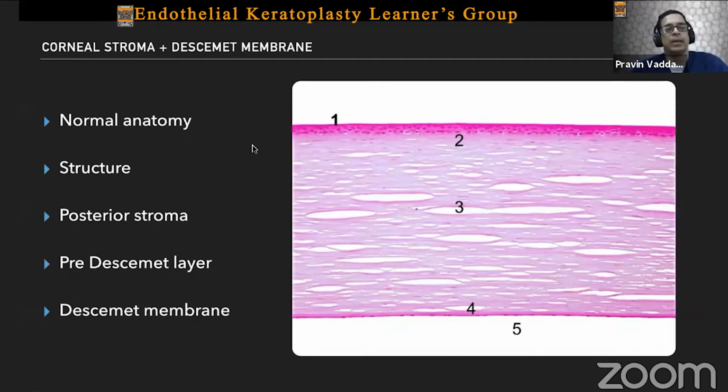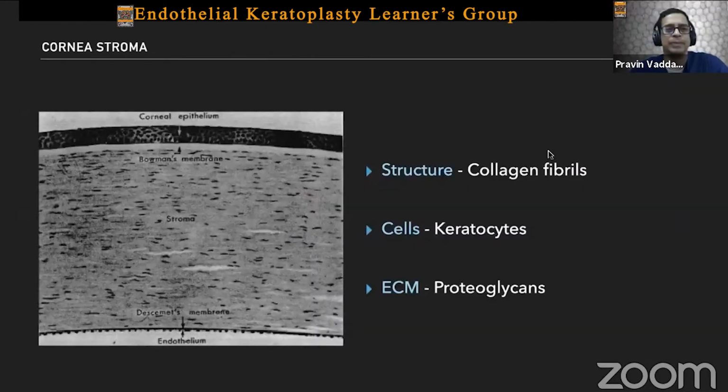Now, remember that all of these are from the perspective of pre-op considerations, intra-op as well as post-op considerations, and would apply to all kinds of endothelial keratoplasty and are not just limited to DMEK, but would apply to other surgeries like DSEK as well.